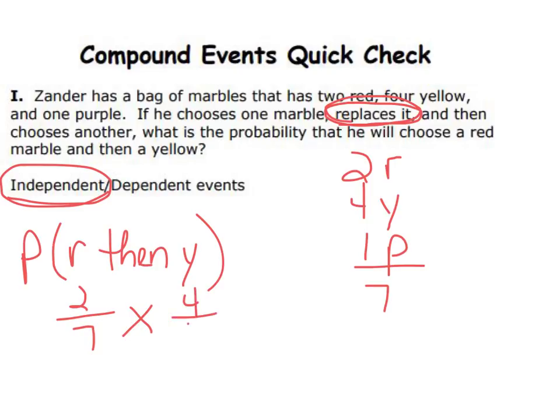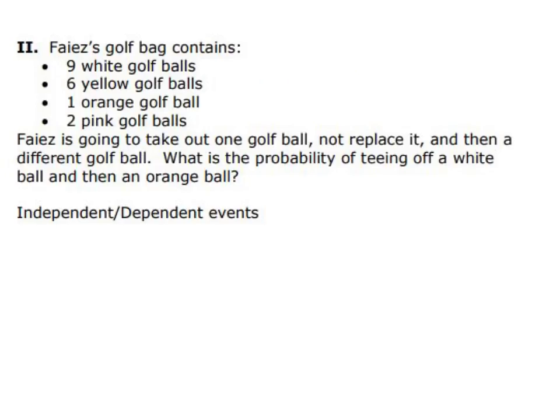4 out of 7. So then I just multiply it. 2 times 4 is 8. 7 times 7 is, can I simplify it? Yes, no? No. So if no, then this is our answer. Okay, the next one.